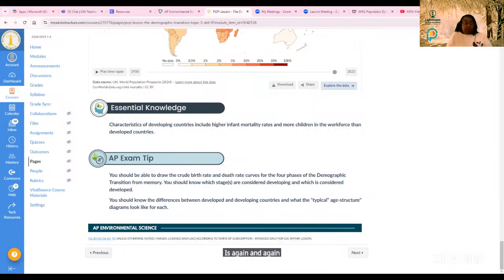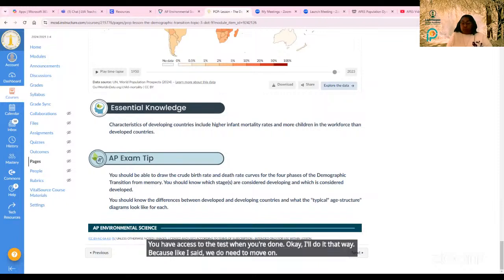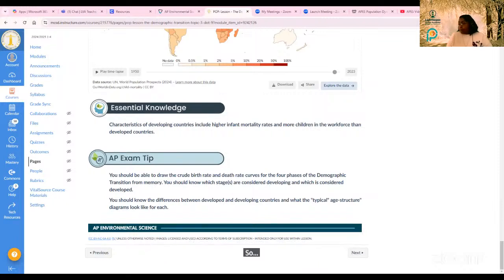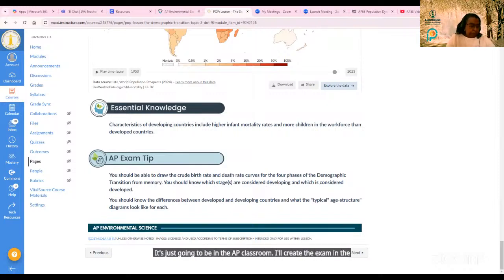If you go to Shine, good. If not, you have access to the test when you're done. Okay, I'll do it that way because, like I said, we do need to move on. So let's plan for that to be an activity for next Wednesday. But if you're not in class, it's just going to be in the AP classroom. I'll create the exam in the AP classroom, and that way it's assigned and you don't need access from me to get into it. All right, so you all work on that.